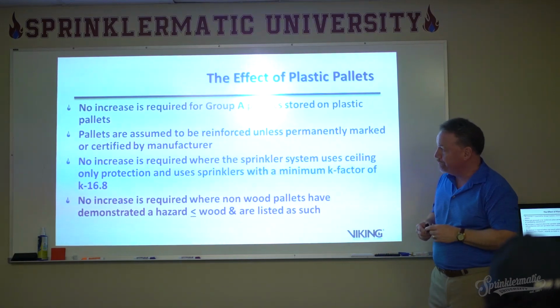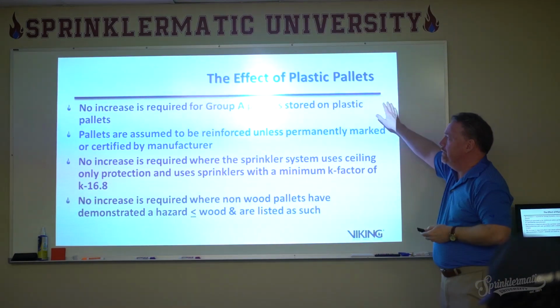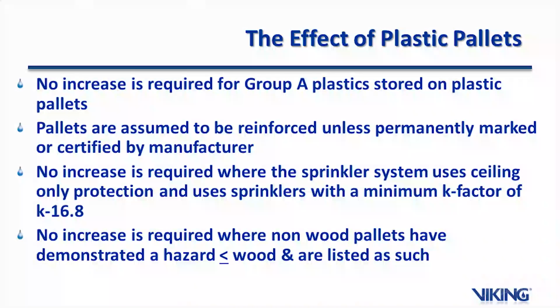Okay. So again, finally here, the effect of the plastic pallet: no increase for Group A plastics on plastic pallets. That's because there's nowhere to go. Okay, Group A plastic, that's it. You're already there. Pallets are assumed to be reinforced unless permanently marked by or certified by the manufacturer. No increase is required where the sprinkler system uses ceiling-only sprinklers and uses a minimum K factor of 16.8. That's important, okay? You can have no increase if you're using 16.8 K factor or greater.